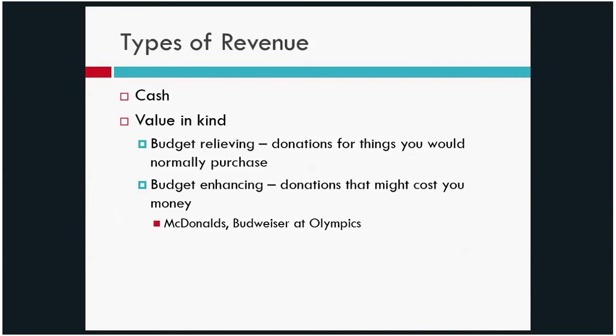Different types of revenue from a property perspective: cash, of course, and then the value in kind. Went over budget relieving, donations for things that you'd normally purchase. Budget enhancing are donations that may cost you some money. They're good to have, but I don't need to have them. I'd prefer to have cash.